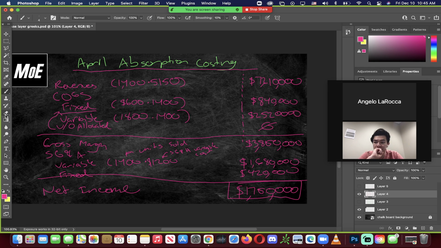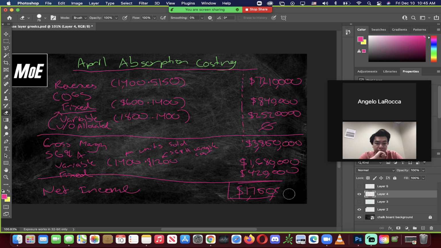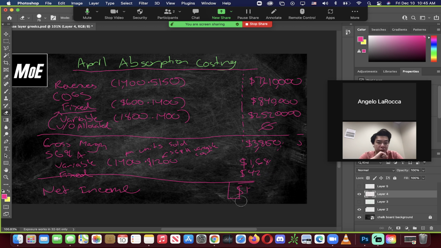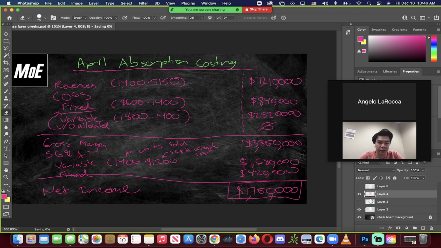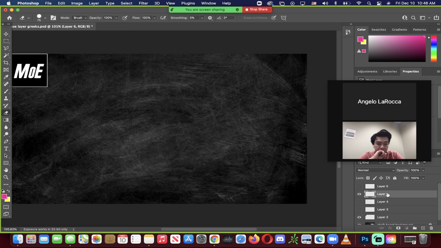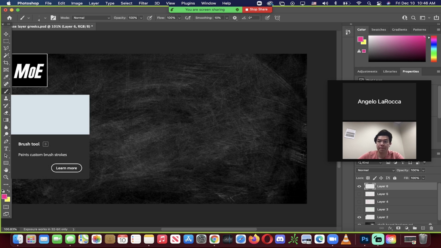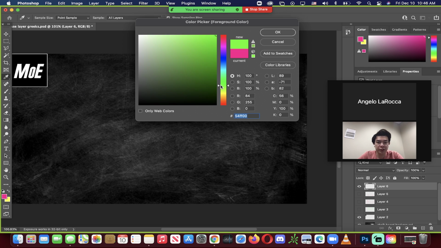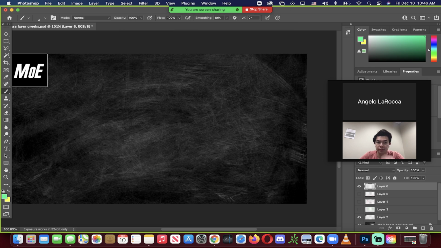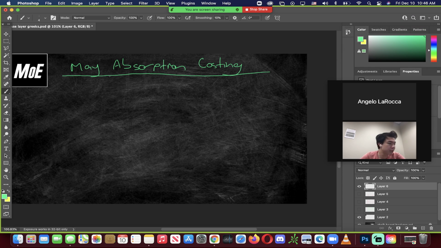So now we're going to do the May absorption costing. Or no, let's do June. I think June's better. But why am I erasing this? I think let's hide this. There we go. And let's change the color. That looks cool. And my computer is just losing battery right now. It is getting killed by this.